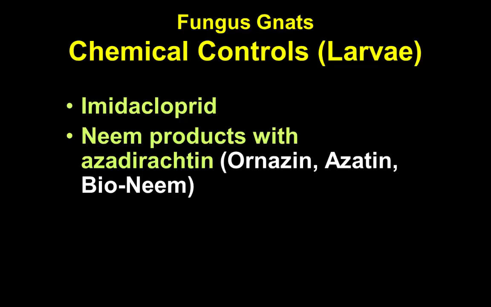There are also several kinds of insecticides that can be used. The most commonly available for most people would be either imidacloprid, which is a systemic insecticide that works way into the soil, or some of the neem products that contain the active ingredient azadirachtin, something like Ornazin or Azatin or BioNeem. These also would be used as a soil drench, and the neem products work by inhibiting the proper growth of the fungus gnat larvae. They are an insect growth regulator.